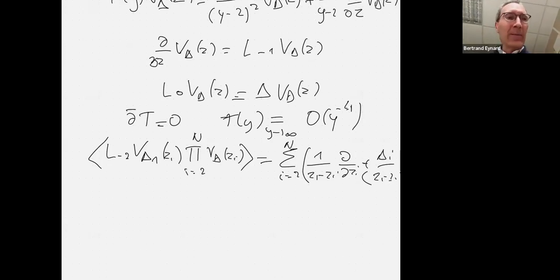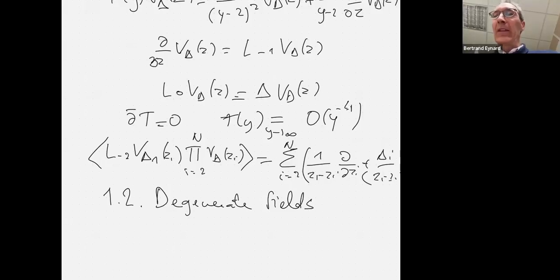But I'd like to first say a few general things about degenerate fields. So my next topic is indeed section 1.2, degenerate fields. So now we want to do something like that with degenerate fields: inserting degenerate fields in some correlation function and deducing constraints on that correlation function. But first, what is a degenerate field? By definition, a degenerate field is a primary field that has a vanishing descendant field.